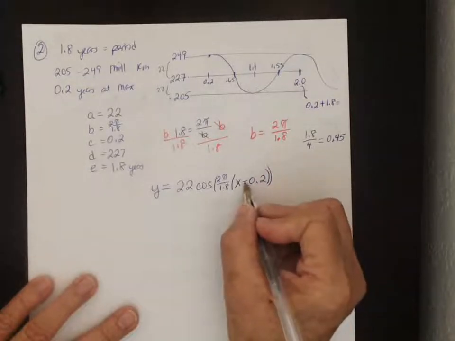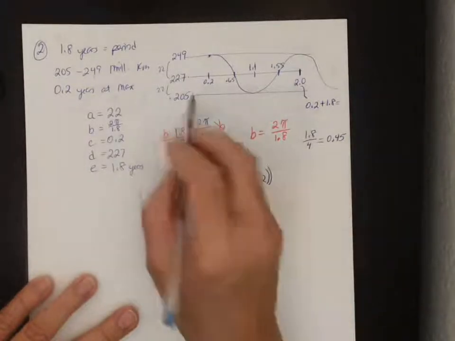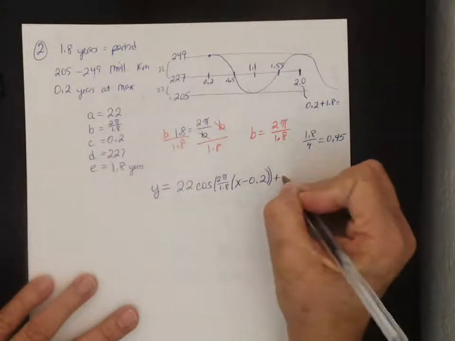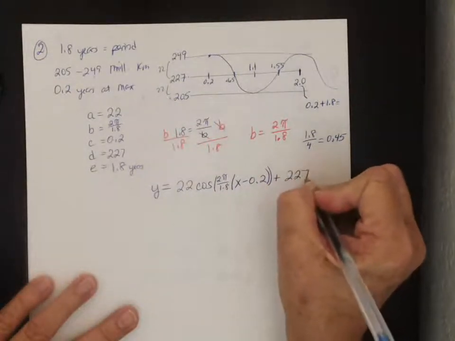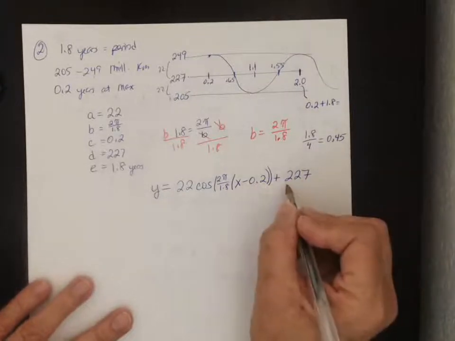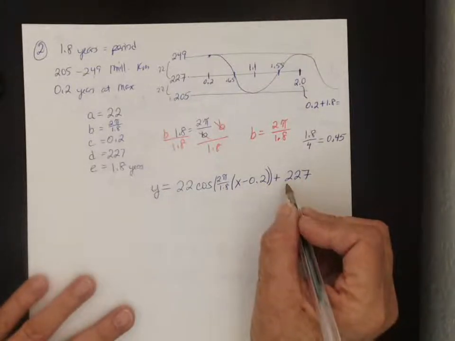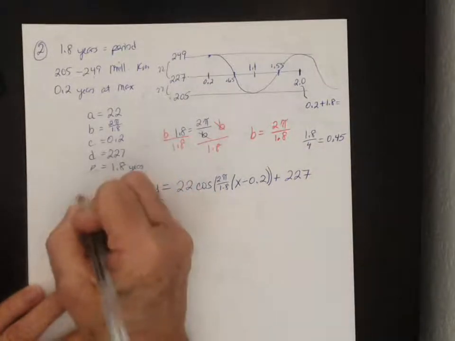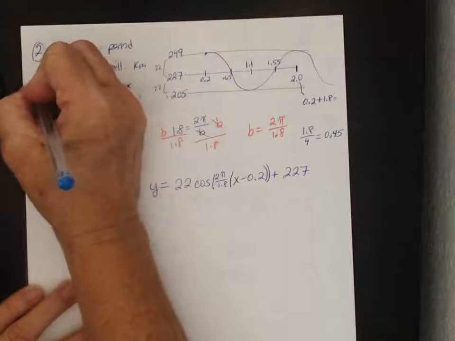So don't forget that this is a minus here. If you've moved to the right, then it is a minus in the equation, plus d, which is 227. And that is the equation for this problem, or defining Mars. This was part C. This part up here was part A.